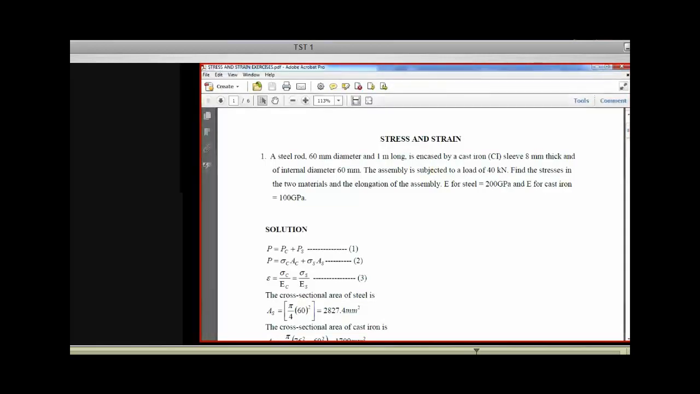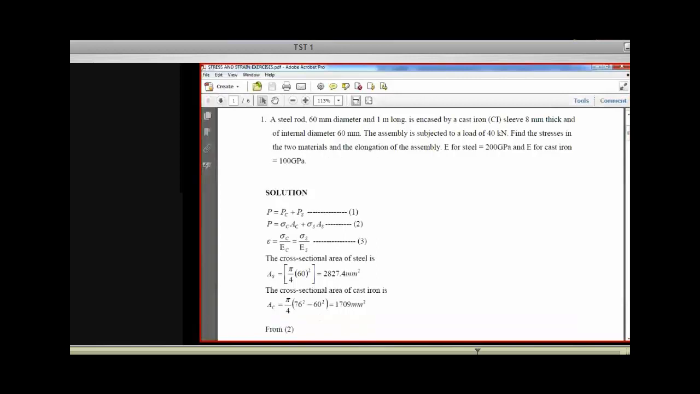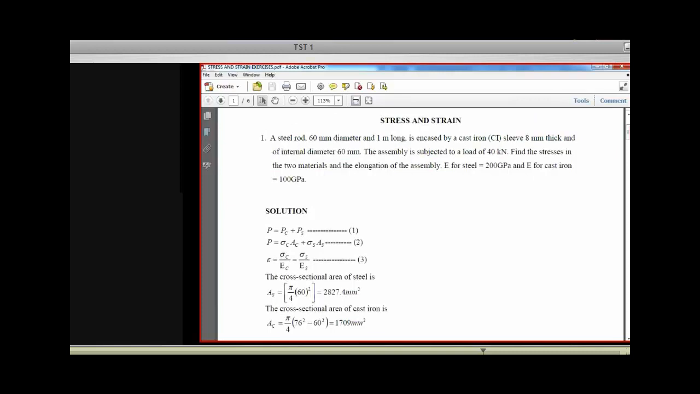And again, because they are composite bars that have been connected together, the strain is the same. So the strain in the cast iron is the same as the strain in the steel rod. So we have these equations, and with these equations, we'll be able to solve the problem. And again, you also have to understand the arrangement of this material. Remember, the steel rod is encased, so that means the steel rod is inside the cast iron. So the cast iron has a sleeve of 8 millimeter, and it has an internal diameter of 60. And the steel rod also has that diameter. So that means the steel rod fits inside the cast iron, which has that sleeve of 8 millimeter thick.